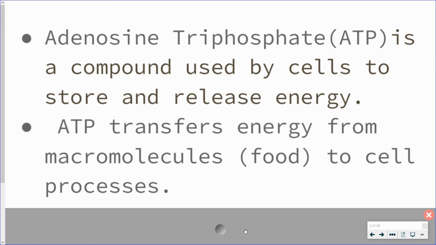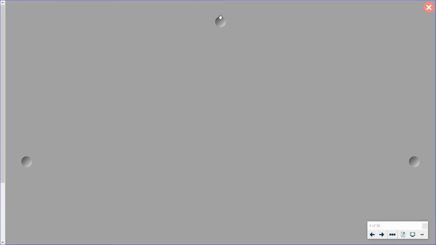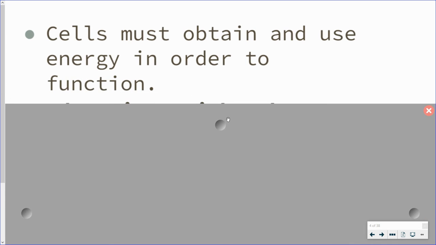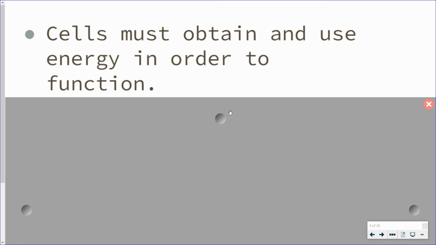ATP transfers energy from macromolecules, again, carbohydrates, lipids, and proteins, to the cell in order to run its life processes like active transport. Cells must obtain and use energy in order to function.